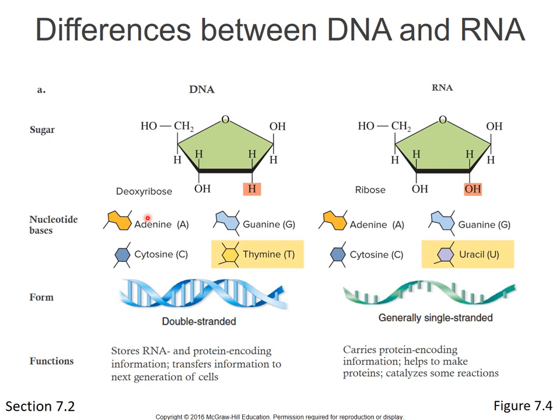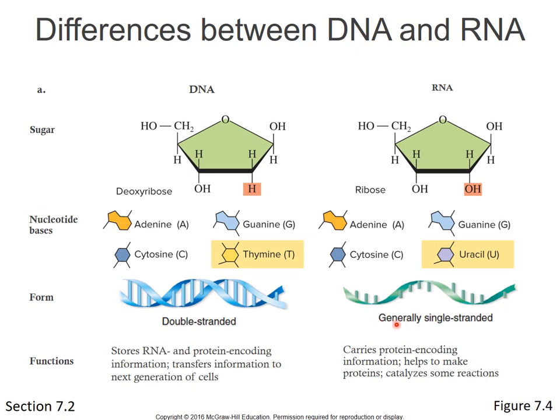Then the nucleotides, the bases. So in both lists, we have adenine, cytosine, guanine. But in DNA, we have the presence of thymine. And in RNA, we have the presence of uracil. For DNA, we see the double-stranded molecule, this double-stranded double helix. With RNA, it is single-stranded.